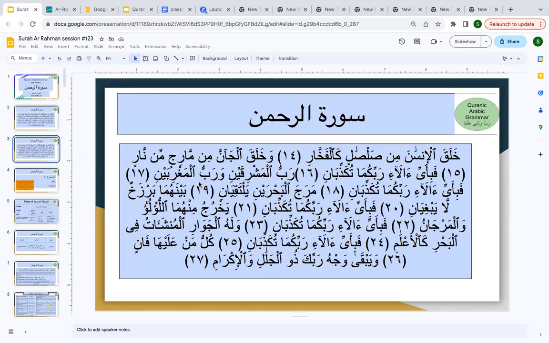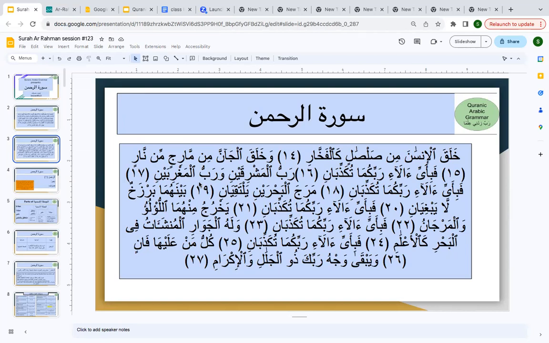Bainahuma barzakhun. Jumla ismiya or jumla fi'liya? Jumla ismiya. Bainahuma is going to be mutalik bil khabar, and that mutalik bil khabar has been brought forward. Barzakhun is going to be mubtada, and that is muakhar. Everyone has been familiar with mutalik bil khabar, muqaddam, mubtada, muakhar. If something has been brought forward, it is called muqaddam, that it has been brought before. And if something has been delayed where its position was to be first in the sentence, but it has been delayed, it will be called muakhar, and barzakhun is going to be mubtada, muakhar.